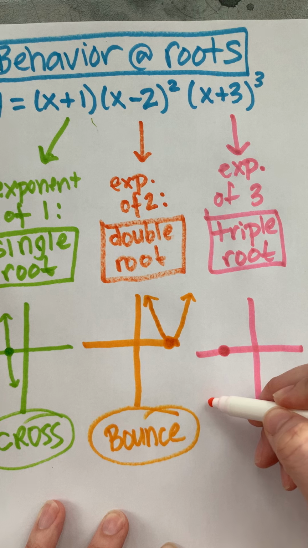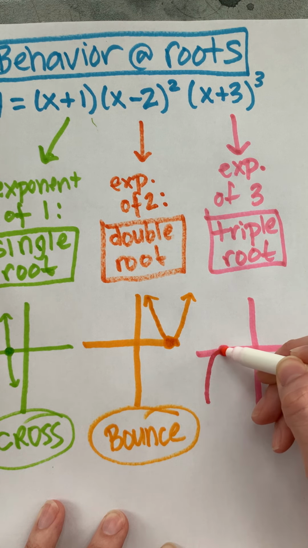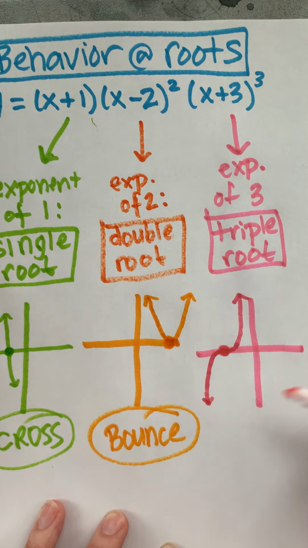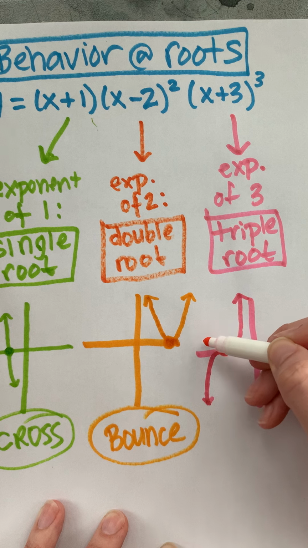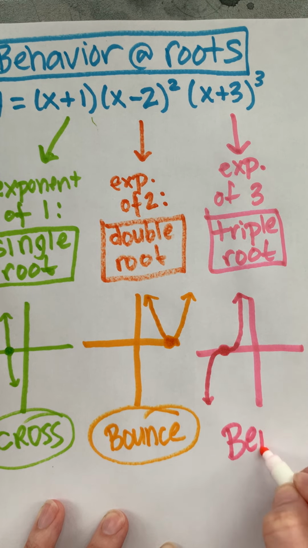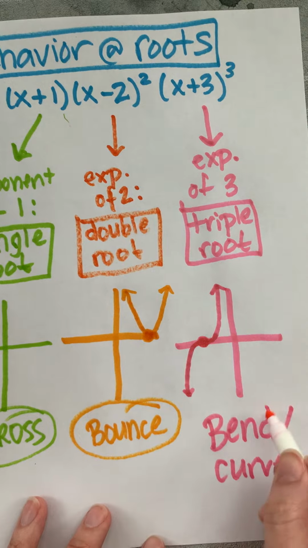So over here, a triple root, again, no matter what the rest of the graph looks like, let's say it comes from down here, is going to approach it as if it were going to bounce, but it's going to flatten out and then go back up. If it were coming from up here, it would look like a parabola, but then it's going to flatten out and flip and go down here. So this is what we call a bend, or some people like to call it a curve.